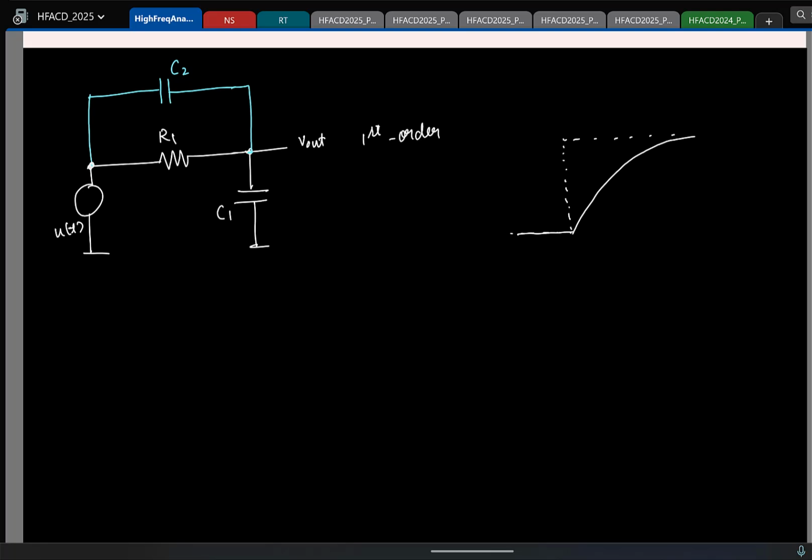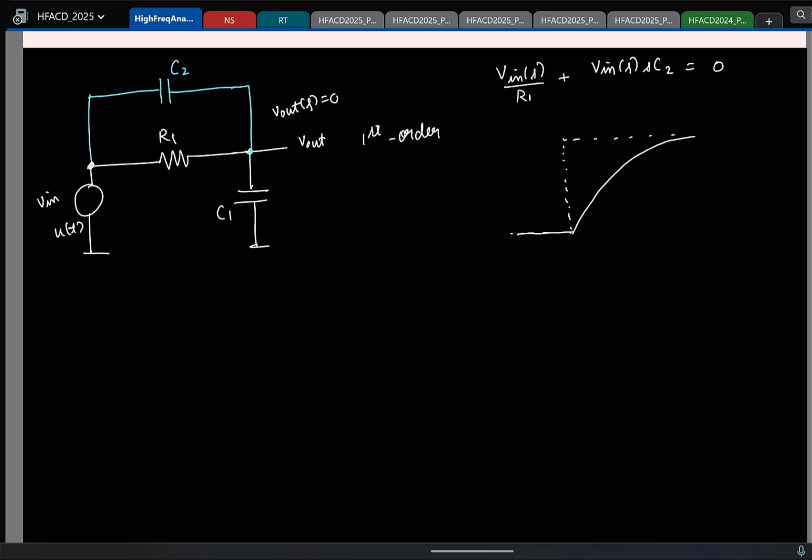Let's say I assume that V out of S is 0. So the sum of the current through the capacitor and the resistor is 0. If I call it V in, what is the current through the resistor? V in of S by R1. What is the current through the capacitor? V in of S times SC2. The sum of these two should be 0.